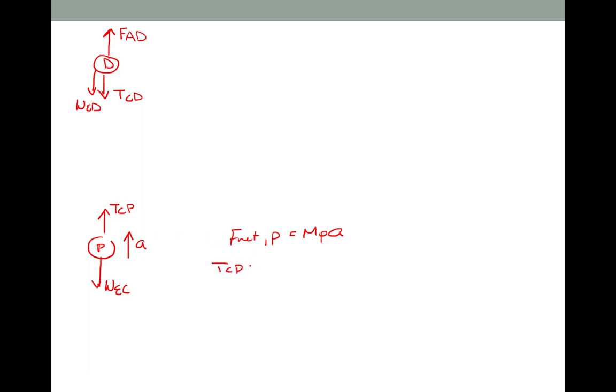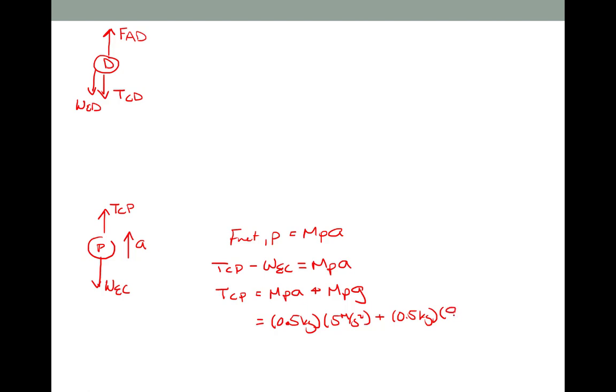So tension of the cable on the package minus the package's weight is the mass of the package times the acceleration. In other words, tension of the cable on the package is mass of the package times acceleration plus the mass of the package times the acceleration due to gravity. The package was 0.5 kilograms at 5 meters per second squared. There's a decimal place there. And I need to add to that 0.5 kilograms times 9.8 meters per second squared. If I put all of that together, I get the tension in the cable is 7.4 newtons.